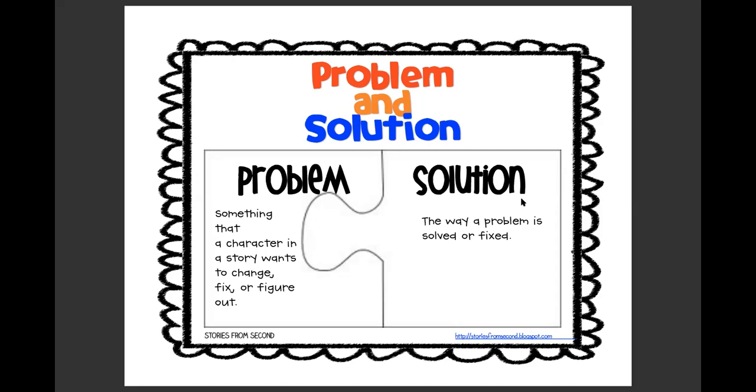So when you're watching the read aloud today, look for the problem in the story. Remember, that's something that the character wants to change, fix, or figure out. So think about the problem, and the solution is the way that the character fixes their problem. So our read aloud today is I Need My Monster. If I just think about that title, I think I can already start to figure out what that problem might be. So let's really look for the problem and solution in that read aloud today.